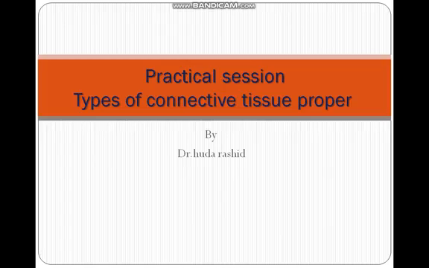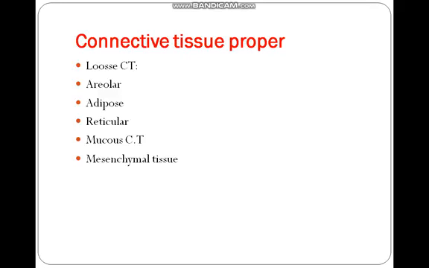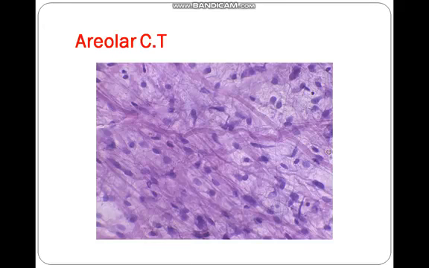Today's practical session is about the types of connective tissue proper. In this section, we will talk about the connective tissue proper that we discussed earlier within the lectures. This includes loose connective tissue as areolar tissue, adipose tissue, reticular tissue, mucous connective tissue, and mesenchymal tissue.